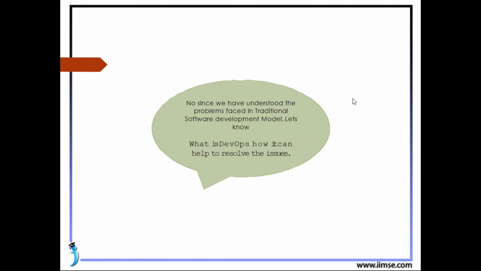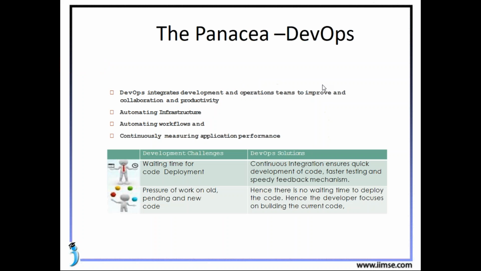Now, since we have understood the problems faced in traditional software development models, let us know what DevOps is and how it can help to resolve the issues. So this is what DevOps does. DevOps integrates development and operations teams and improves product collaboration and productivity. It helps in automating infrastructure, automating workflows, and continuously measuring application performance.